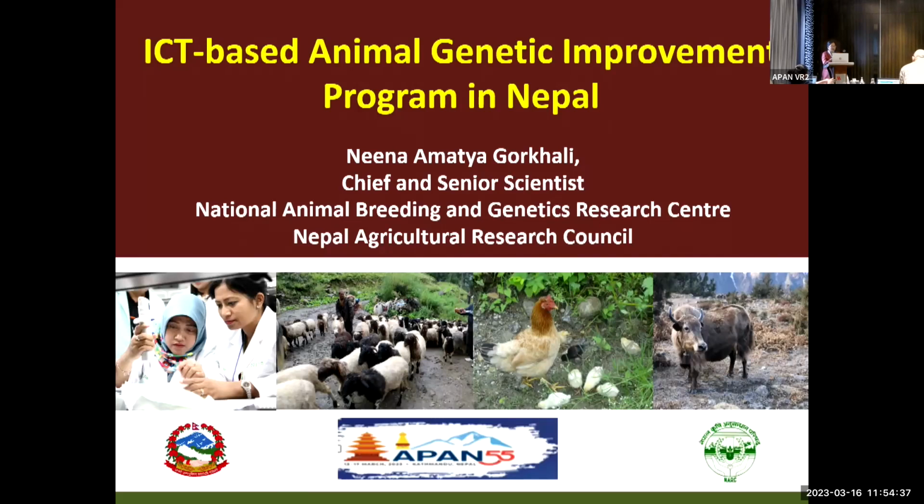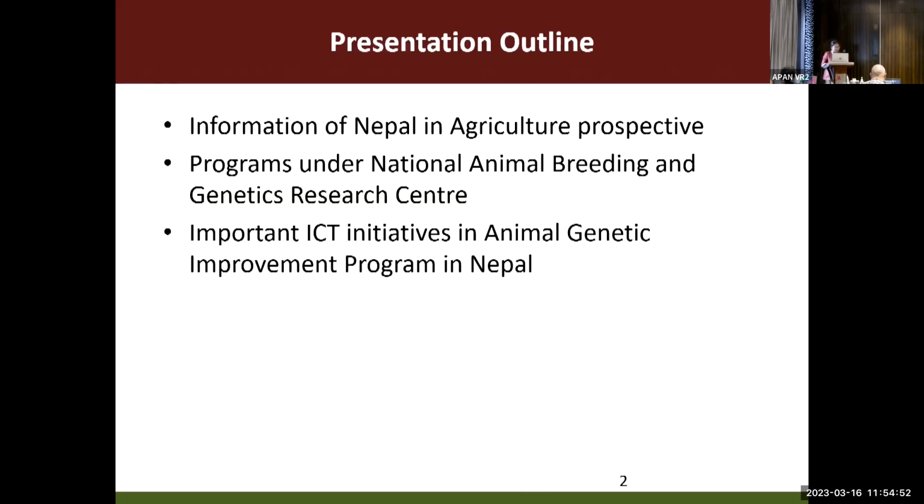So the topic I had chosen is this. I just wanted to share with you the status of ICT, which is used in animal genetic improvement, basically in Nepal. And before I go to the main topic, I will be dealing with the information of agriculture in Nepal, the programs that are under the National Animal Breeding and Genetic Research Center, and also important ICT initiatives in animal genetic improvement programs in Nepal.